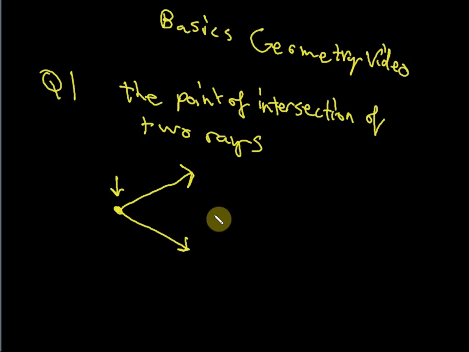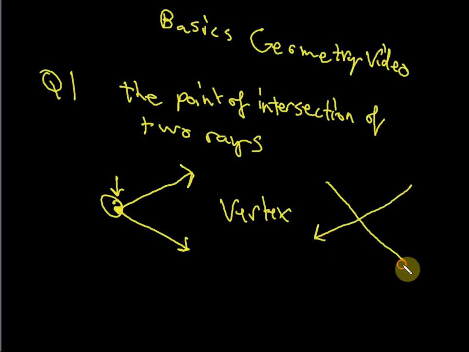Okay, so the point of intersection, this is called a vertex. Okay, this is just a definition. This is something you need to know. Now remember, don't confuse the rays with the intersecting of two lines. Because remember, the ray would be here, and this is your vertex. Okay, and remember, this is an angle.